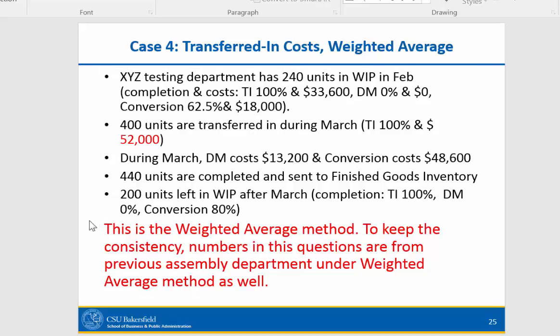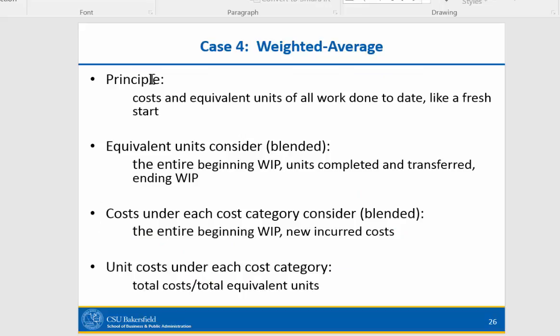So I will keep that consistency. I guess most of you remember what to do next. First of all, you have to find the physical units and also the equivalent units. For the weighted average, keep one thing in mind: the principle is that the cost and equivalent units will all be worked down to date. So we look at it like a fresh start, and we blend everything together, unfinished and finished. So it's a very blended method.